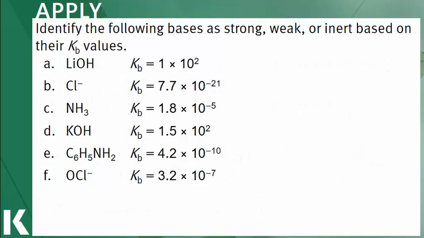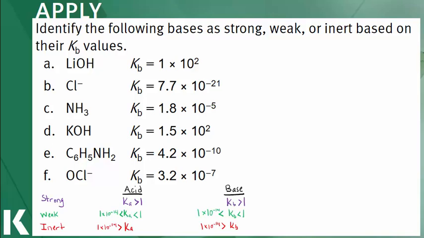In this question, we're given 6 bases, along with their base dissociation constants, and we have to identify the base as strong, weak, or inert. Let's bring back the chart from the previous slide to help us with this. We'll run through each question and determine the magnitude of the Kb so we can identify the strength of the bases. Starting with A, we have a lithium hydroxide with a Kb of 1 times 10 squared.